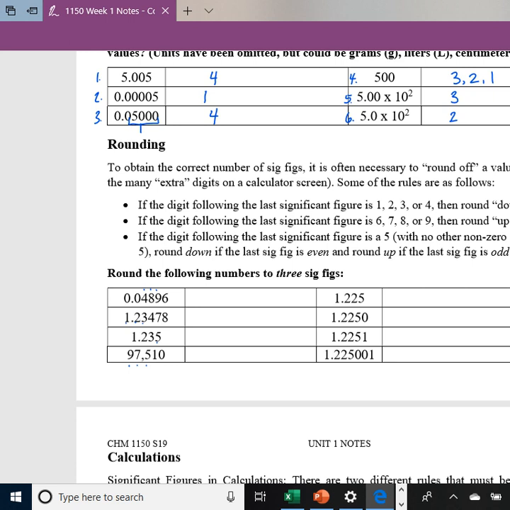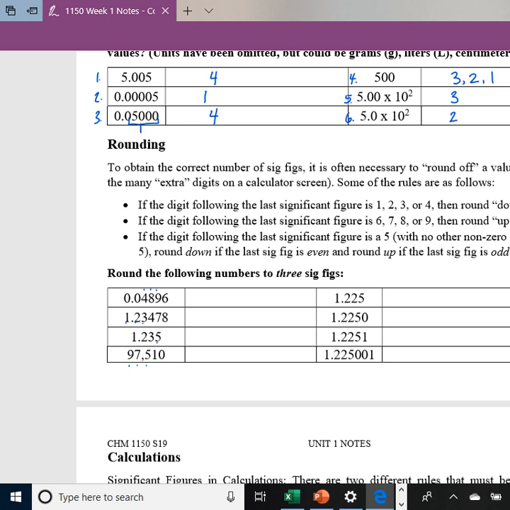To obtain the correct number of sig figs, it's often necessary to round off a value from the many extra digits on a calculator screen, for example, and we'll come across lots of examples of that. Some of the rules are as follows. Now, these are rules that you have likely used since middle school and certainly in high school, so these should sound pretty familiar. So if the digit following the last sig fig is 1 through 4, we round down.